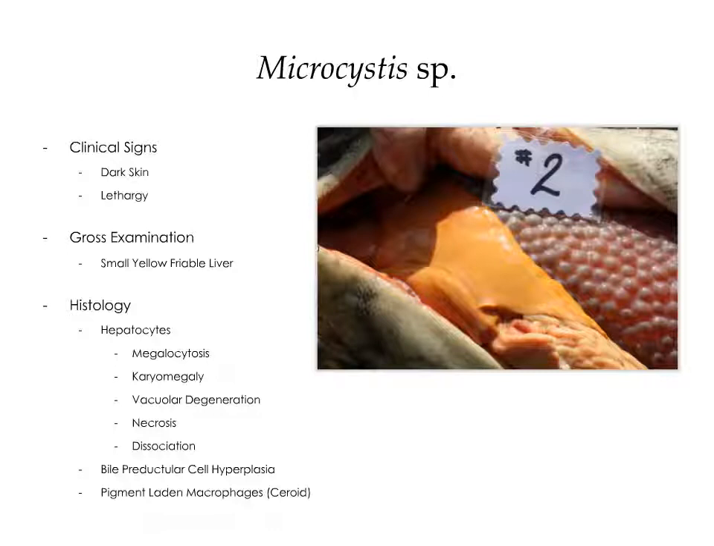Concurrent with the degenerative changes are a number of regenerative changes with associated biliary preductular cell hyperplasia. There's also an abundance of pigment-laden macrophages containing ceroid. This is evidence of increased cell turnover.